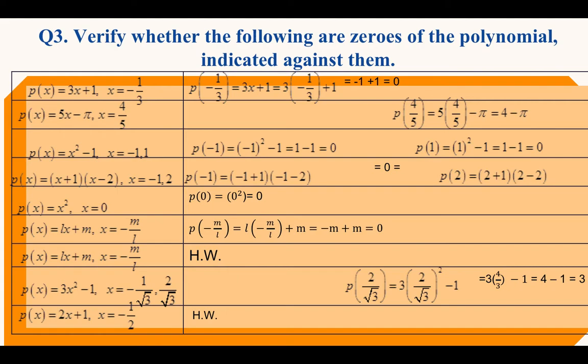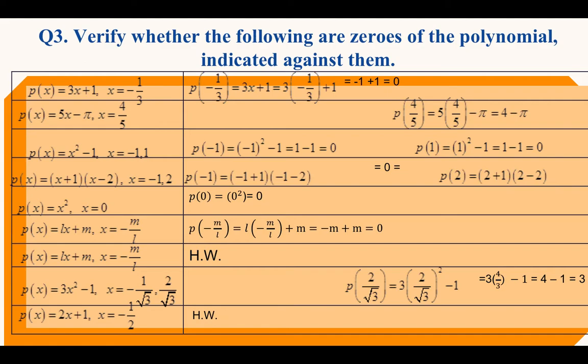So I'm writing it as p of 4 by 5 is equal to 5 into x, means 5 into 4 by 5 minus pi. Now 5 and 5 cancel out. I am left with 4 minus pi. Since I am left with a remainder over here, this is not turning out to be 0. Therefore, this is not a 0 of the polynomial. The value of p of 4 by 5 is not equal to 0.